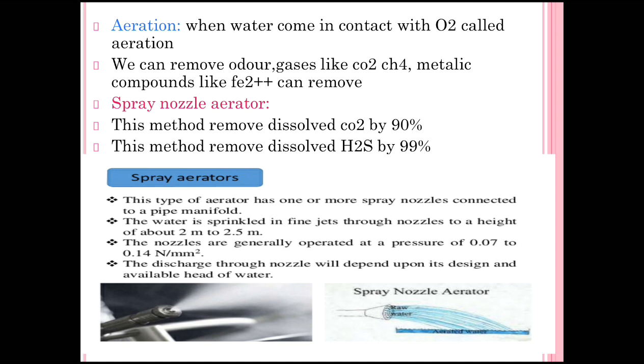The water is sprinkled in a fine jet through a nozzle to a height of about 2 meters to 2.5 meters. The nozzles are generally operated at a pressure of 0.07 to 0.14. The discharge through a nozzle will depend upon the design and the available head of the water.